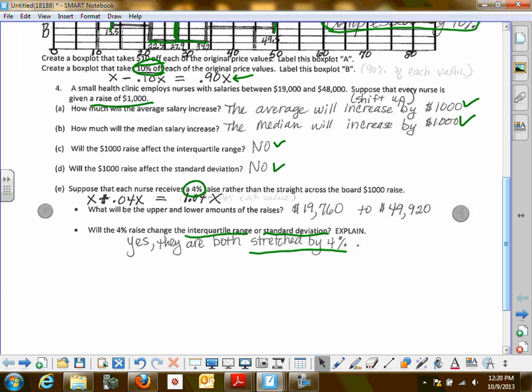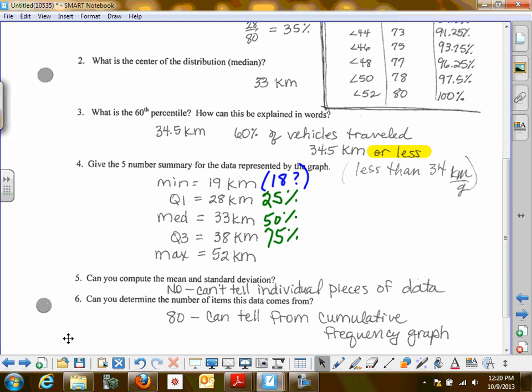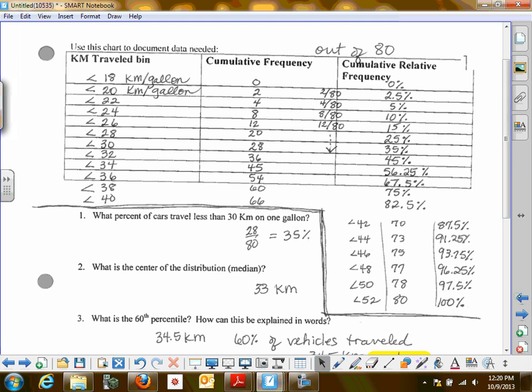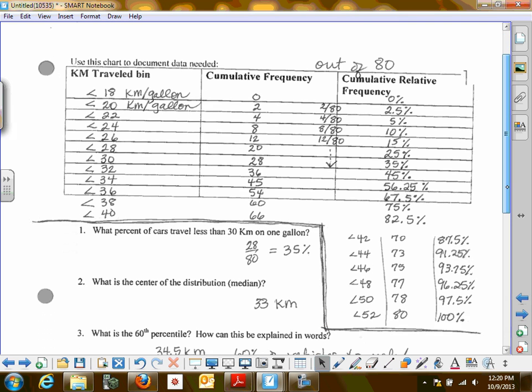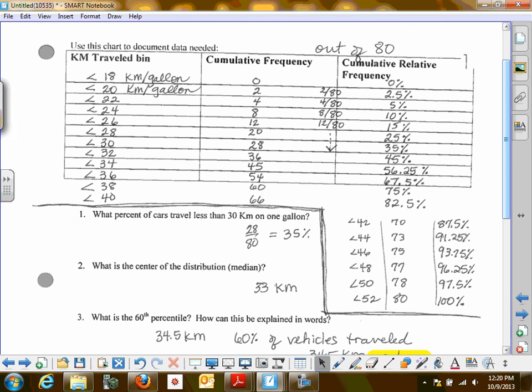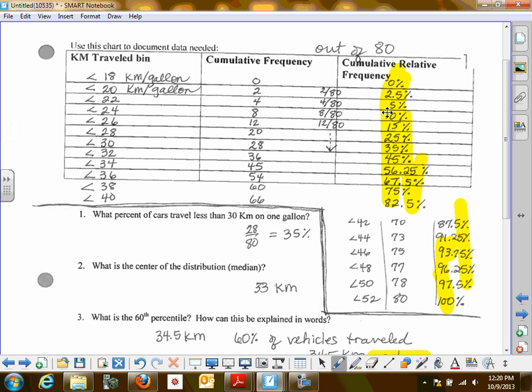Okay, now the next page is the cumulative frequency problem. Sorry, not cumulative box plot. So our first picture was out of 80. And then after you collected this data, I'll let you check your percentages over here. After you collected this data here, then you graphed it on the other side. Okay, so you graphed those percentages.